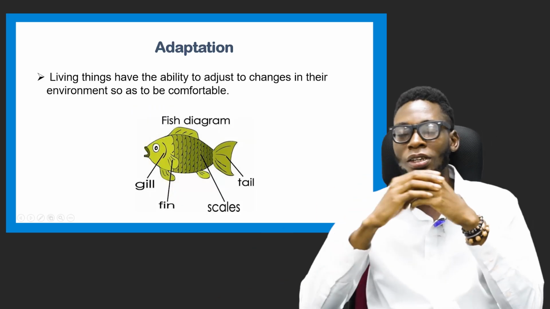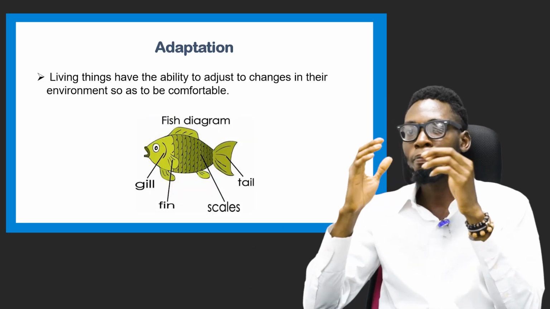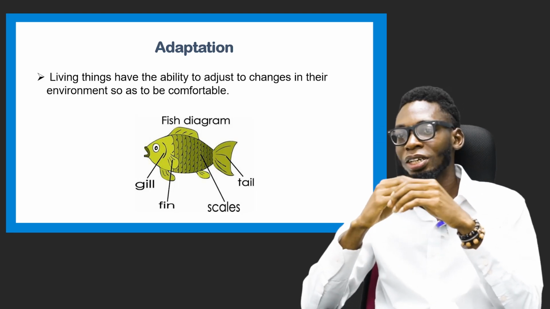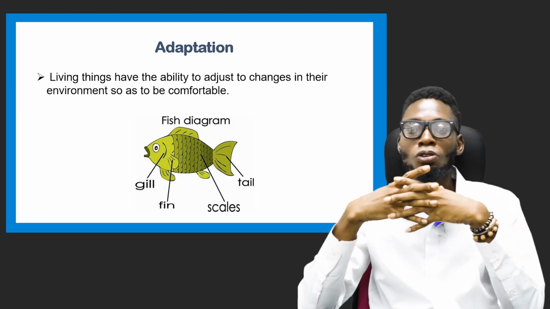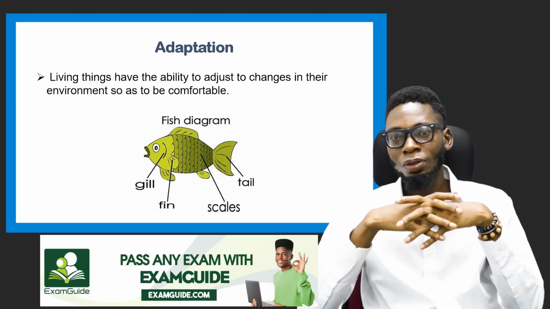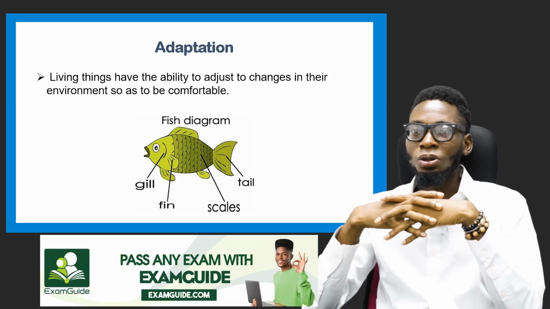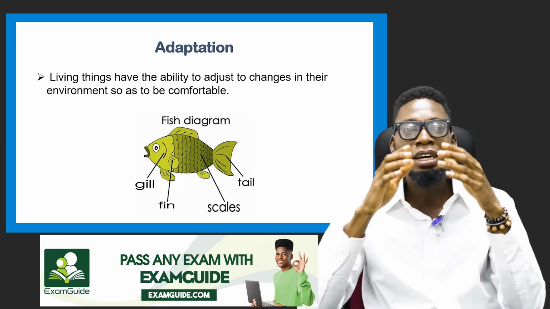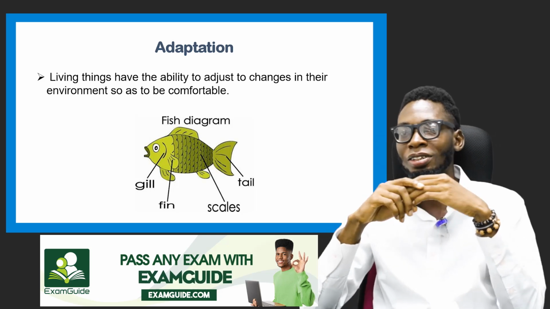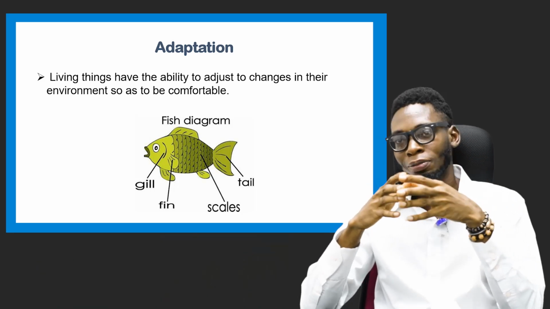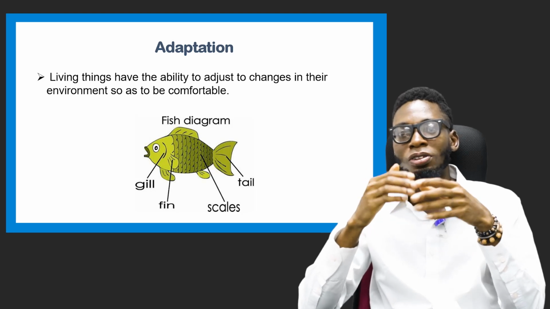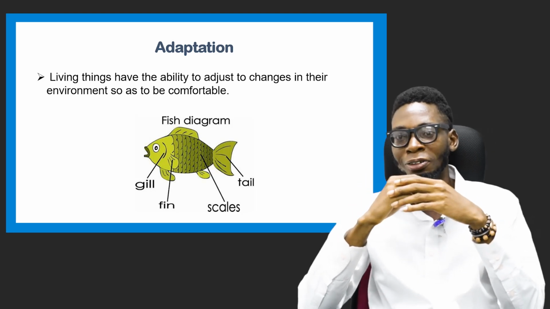All right, let's move to the next characteristic, and that is adaptation. Living things have the ability to adjust to changes in their environment so as to be comfortable. The environment is constantly changing, and if a living thing is not able to adjust to these changes, it will die off. So living things are continuously adapting to their environment.